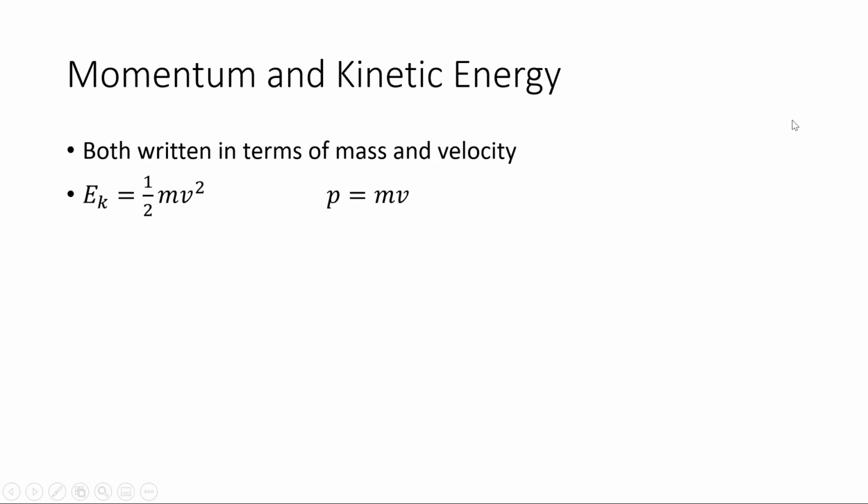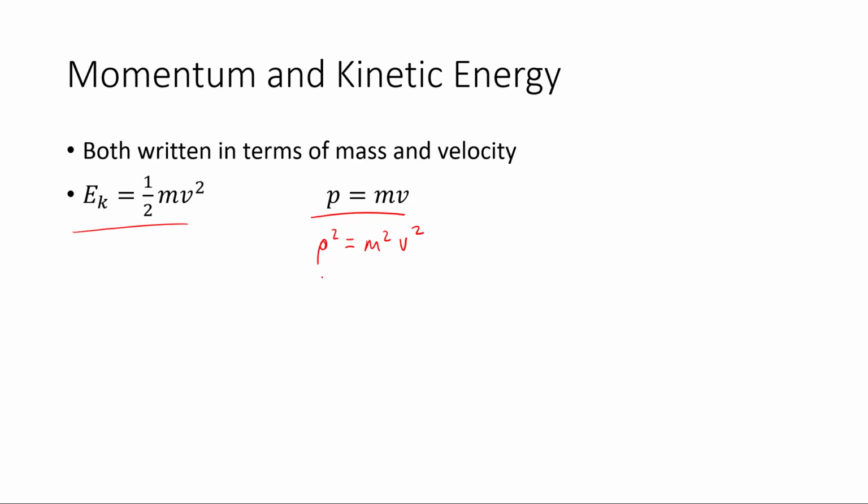So we can also relate momentum to kinetic energy. They're both written in terms of masses and velocities, so let's come up with an equation to relate them. We know kinetic energy is 1/2 mv squared and momentum is mv. So if I want to write momentum as something closer to kinetic energy, I see that there's a v squared, so I'm just going to square both sides of this. And I'm going to get p squared equals m squared v squared.